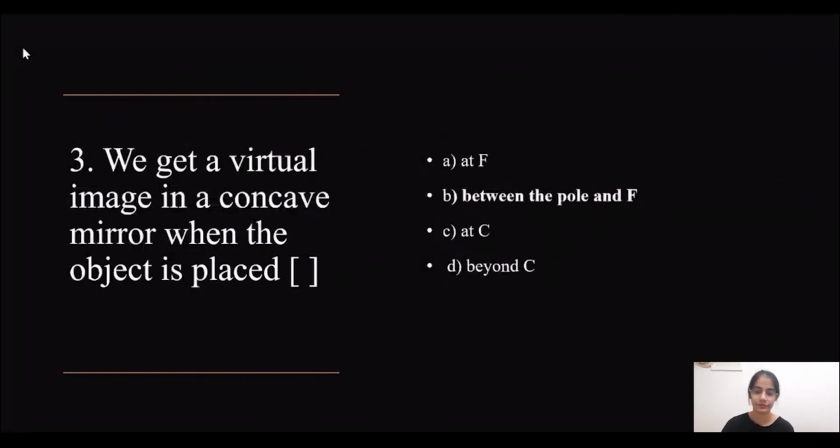Next, when we get a virtual image in a concave mirror, there is only one position where you can place your object to get a virtual image produced by a concave mirror. It will be between focus and pole of the concave mirror. So between pole and F is the answer, B.